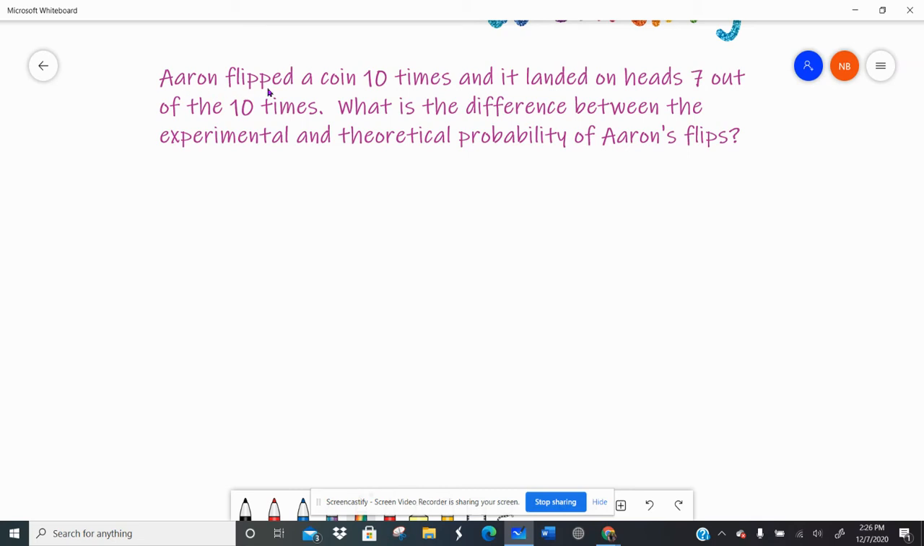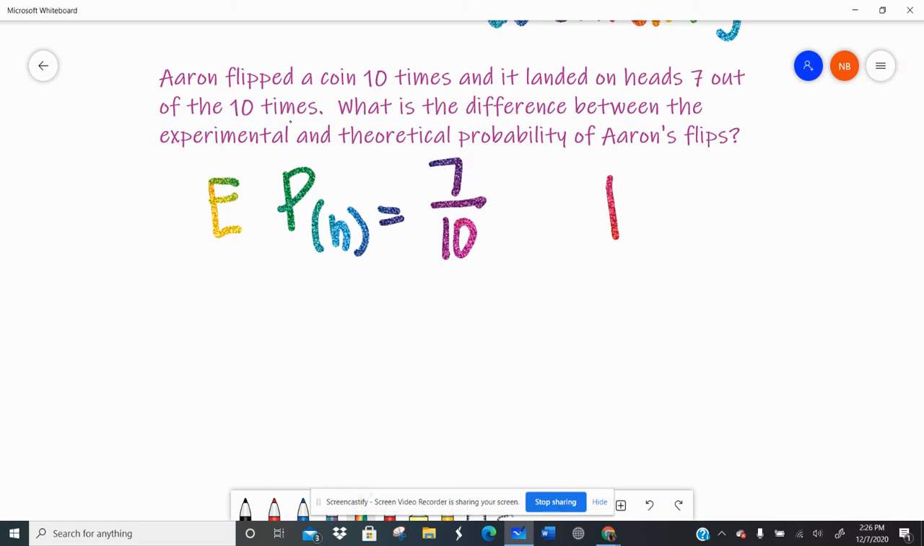So it says, Aaron flipped a coin 10 times and it landed on heads 7 out of 10 times. So his experimental probability of landing on heads was 7 out of 10 times, which means he landed on tails 3 out of 10 times. So that's just like little notes we can make to ourselves. It says, what is the difference between the experimental and the theoretical probability of Aaron's flips?